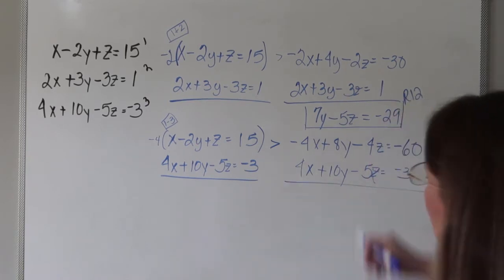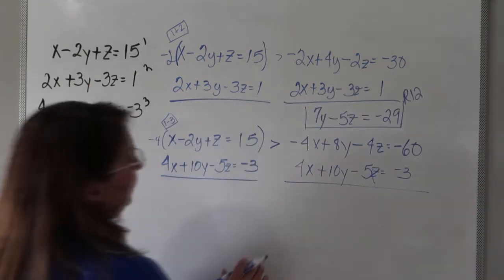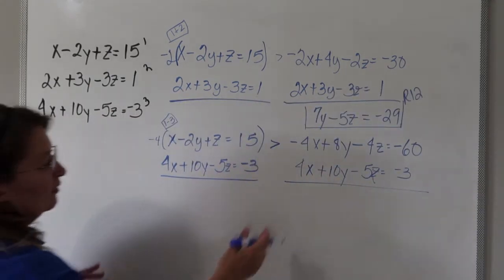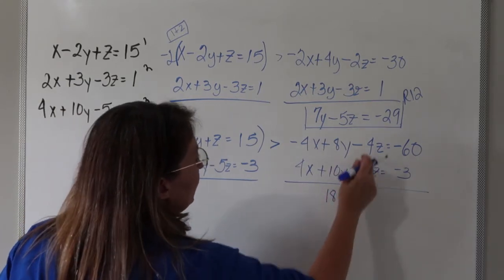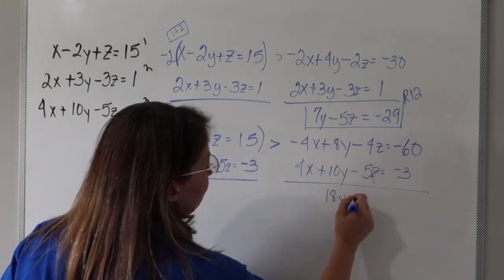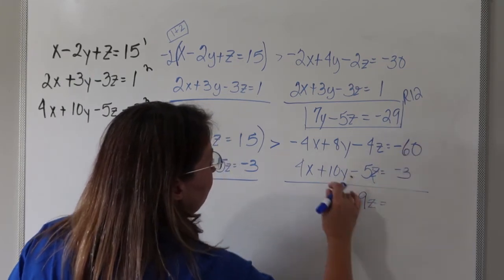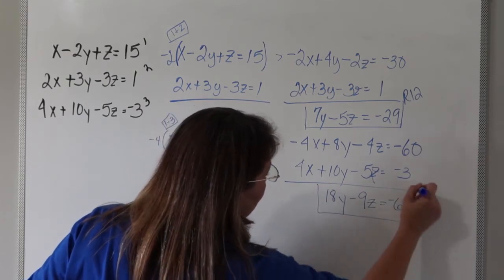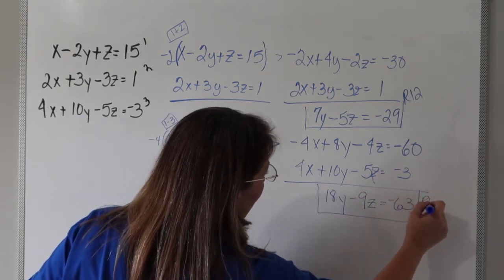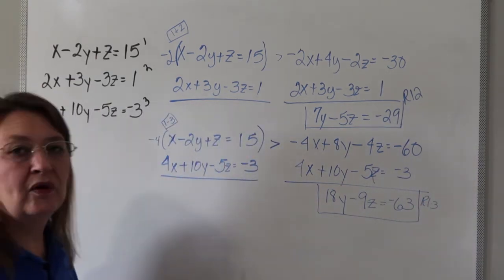And then, just like I did on the other one, I'm going to add straight down. So negative 4x plus negative 4x will be 0. 8 plus 10 is 18y. Negative 4 plus negative 5 is going to be negative 9z. And negative 60 plus negative 3 is negative 63. I'm going to refer to this new equation as R13 because it is the result of pairing 1 and 3.